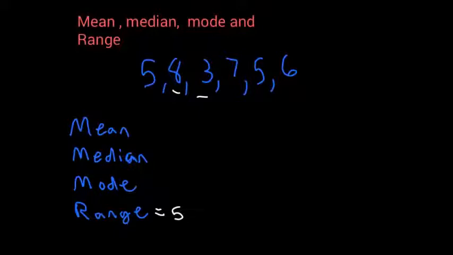Mode is the number that appears most often. And the number that appears in this set of data most is the number 5. So our mode equals 5.